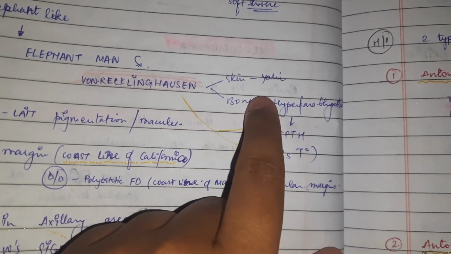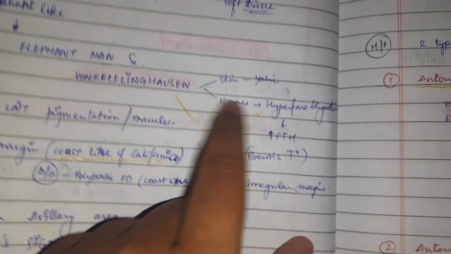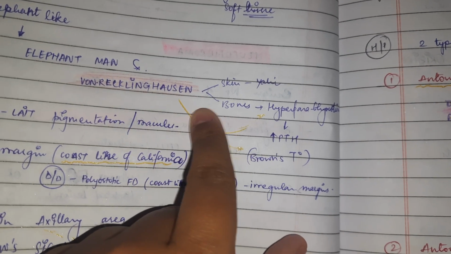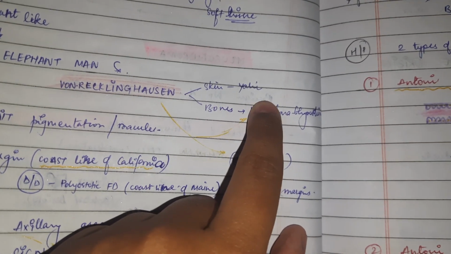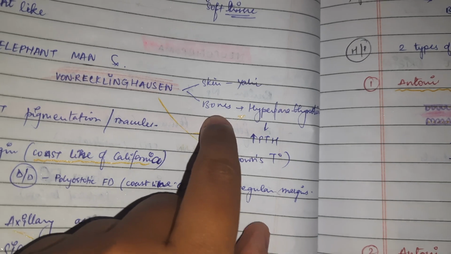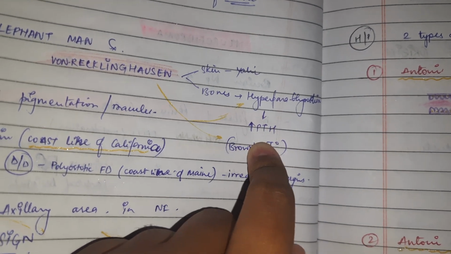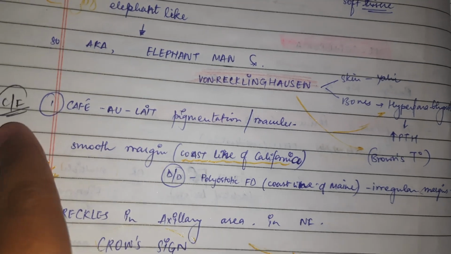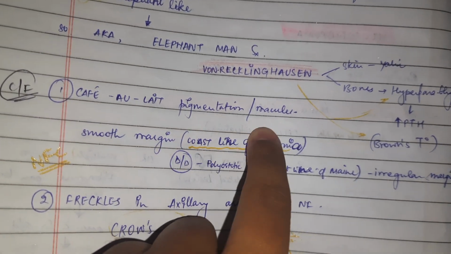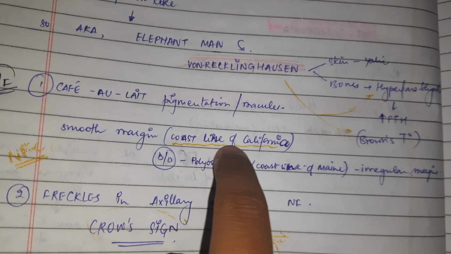Von Recklinghausen disease of skin is neurofibromatosis, and von Recklinghausen disease of bone is hyperparathyroidism or Brown's tumor, with increased PTH.